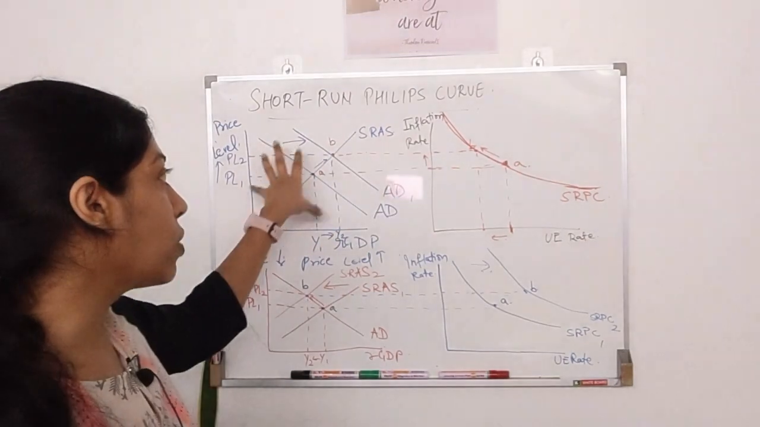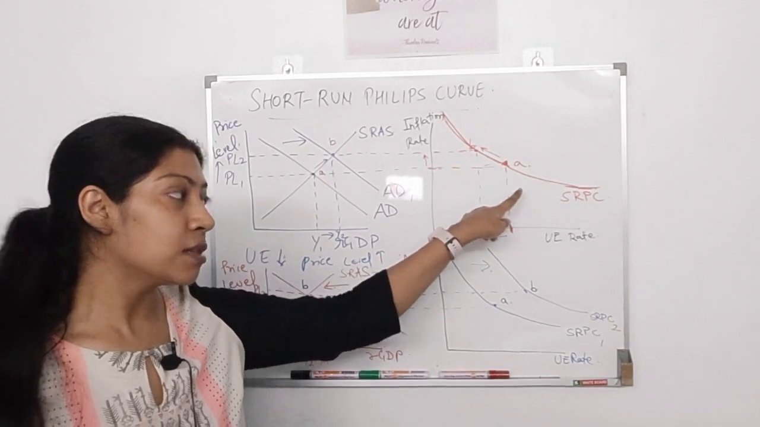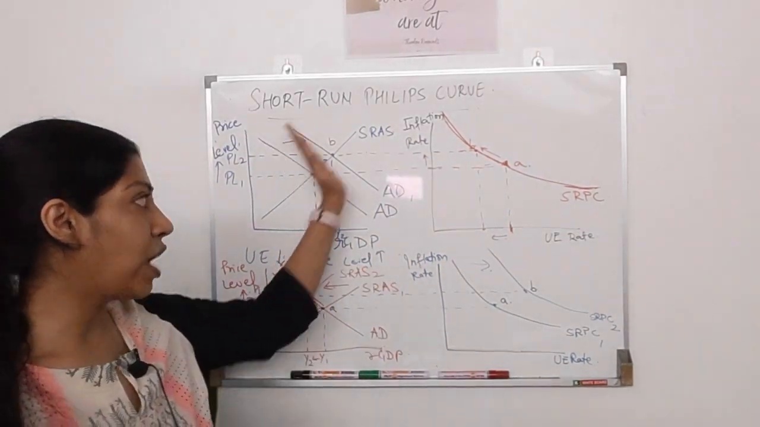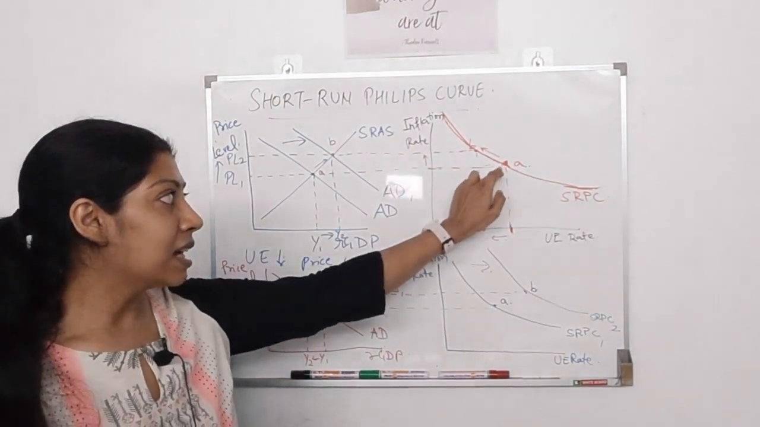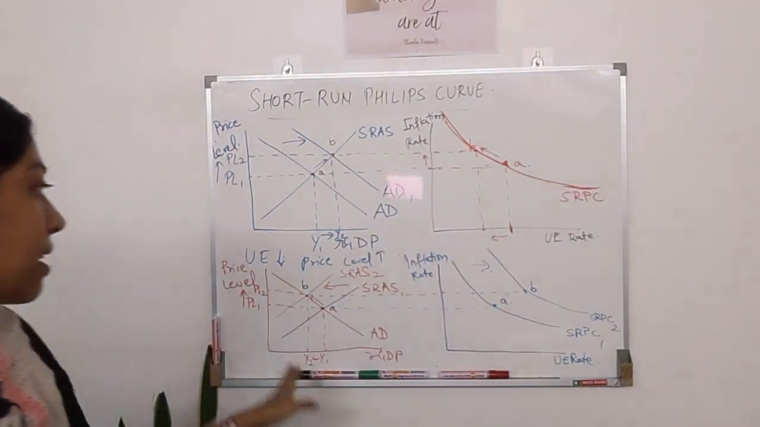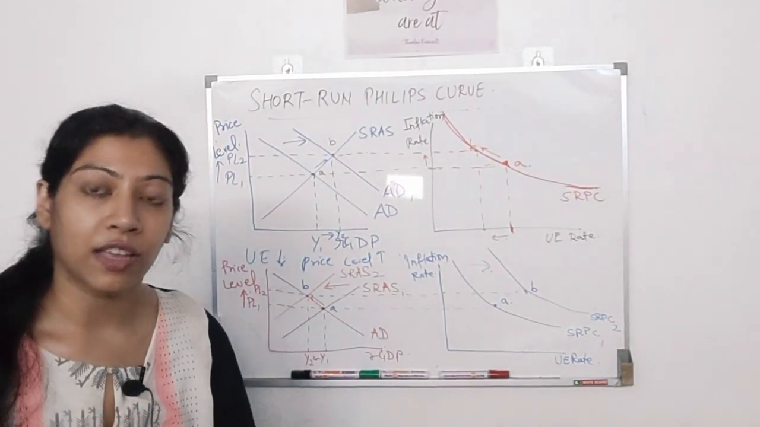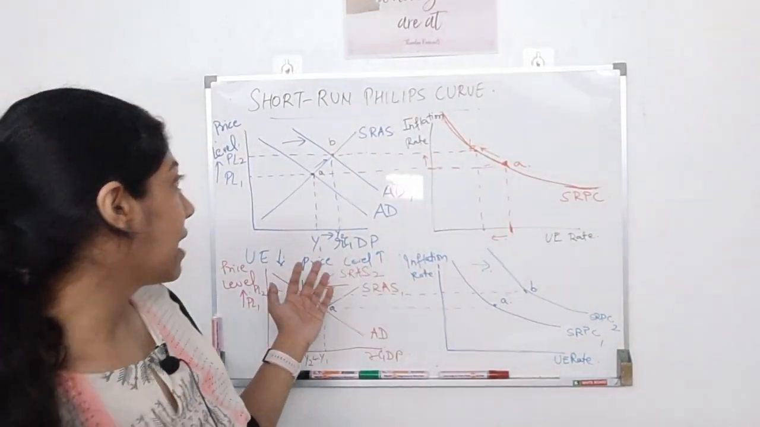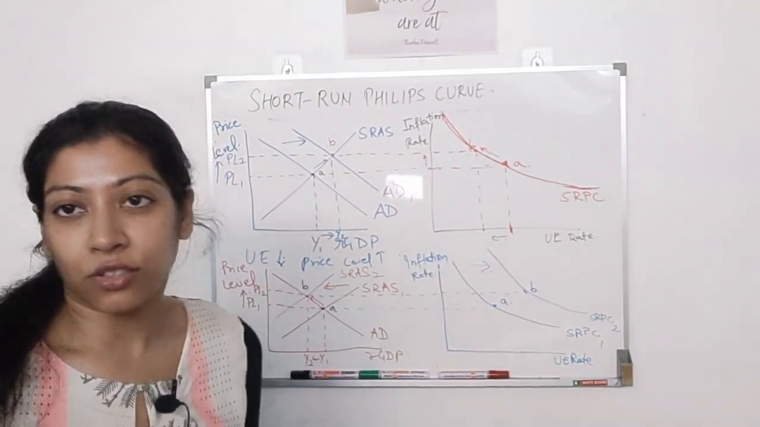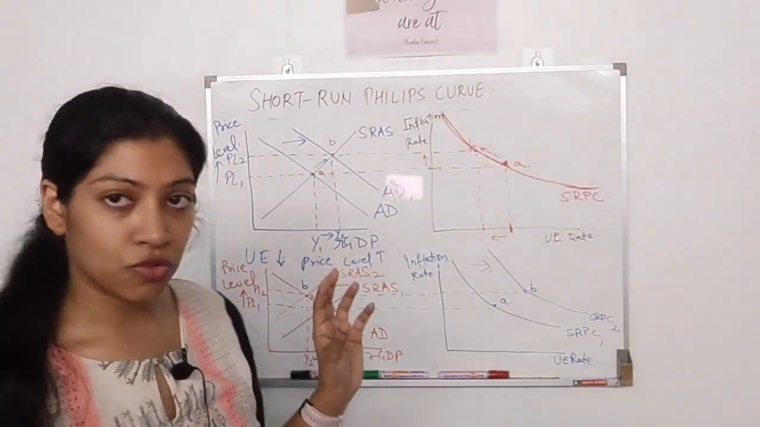However, when we talk about a shift of aggregate demand, that is shown on the short-run Phillips curve as a movement along the SRPC. So a rightward AD shift means a leftward movement along the SRPC, and a leftward SRAS shift means a rightward shift of the SRPC. It's basically the opposite of this. It's just a way to remember, and you know the reason why it is graphed this way.